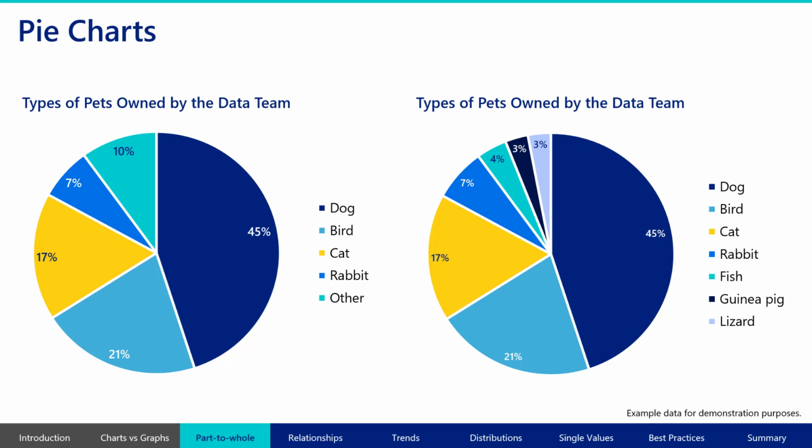Too many slices decrease the impact of the visualization because it can be difficult to see the differences between small or similar values. If you have a large number of groups, you may consider combining the smaller values into an other category, but make sure doing so doesn't hide interesting information.